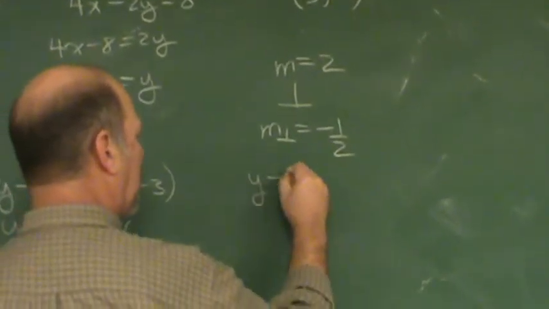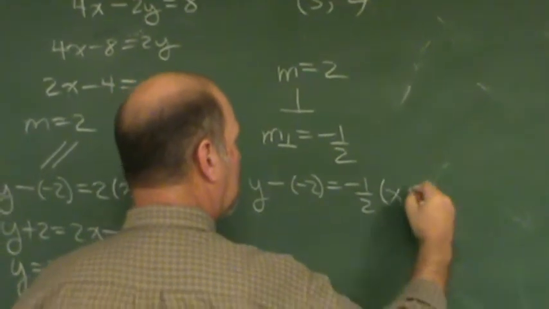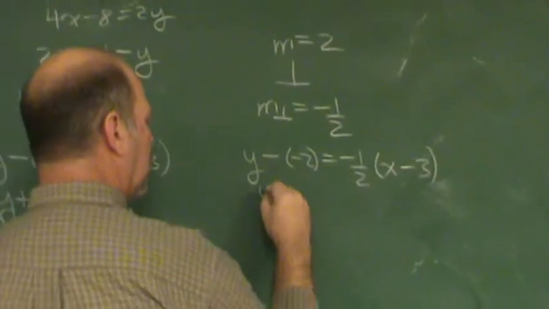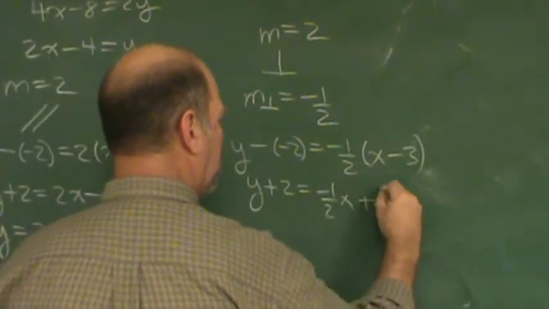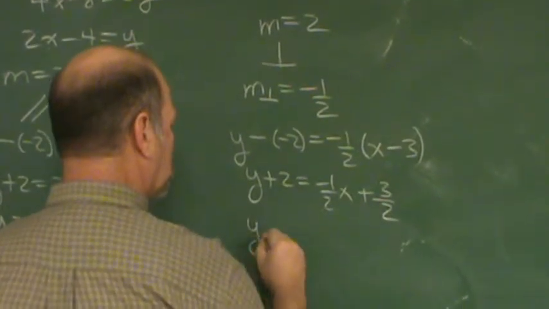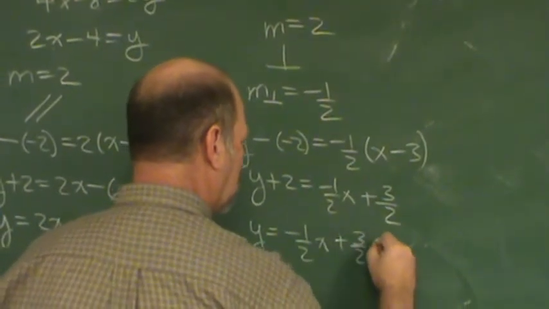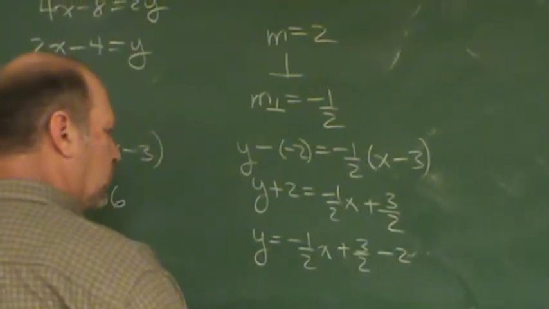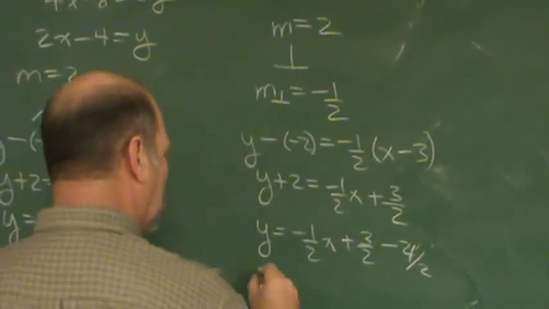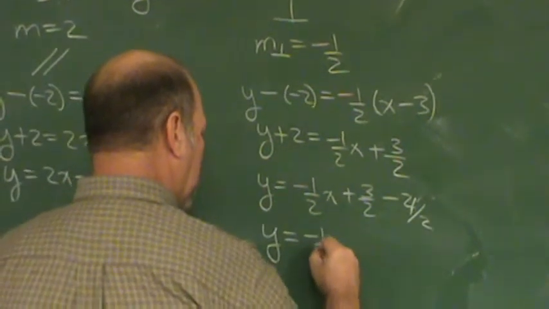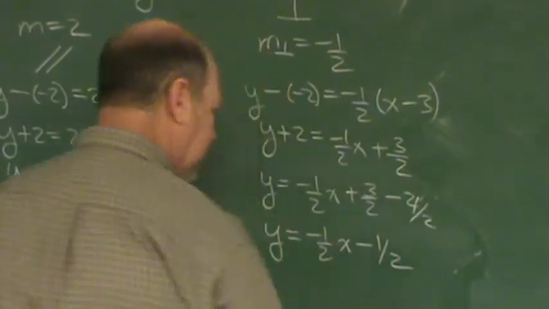You're going to have y minus 2 equals -1/2 times the quantity x minus 3. That gives us y plus 2 equals -1/2 x plus 3 over 2. So y is going to be equal to -1/2 x plus 3 over 2 minus 2. Now 2 with the denominator 2 is 4 over 2. So the equation of the line is like this: y equals -1/2 x minus 1/2.